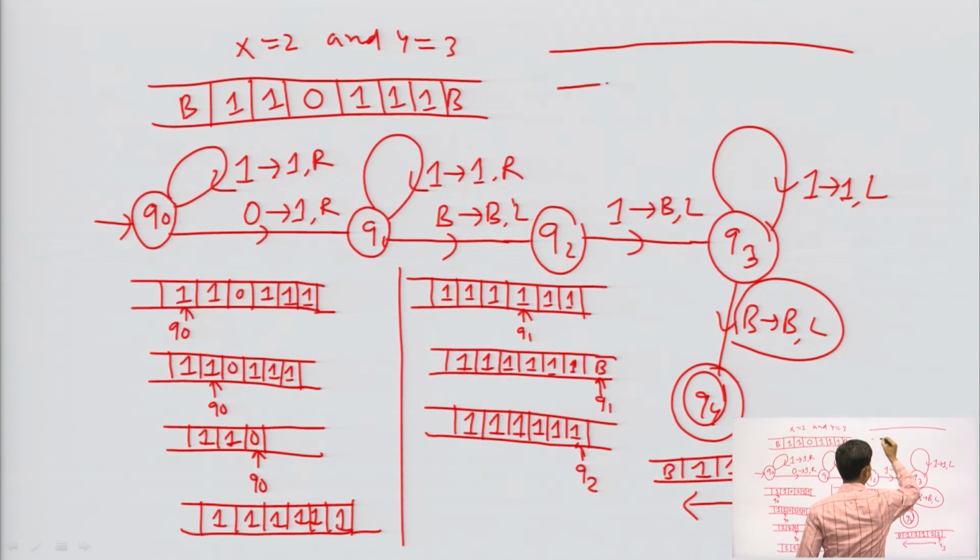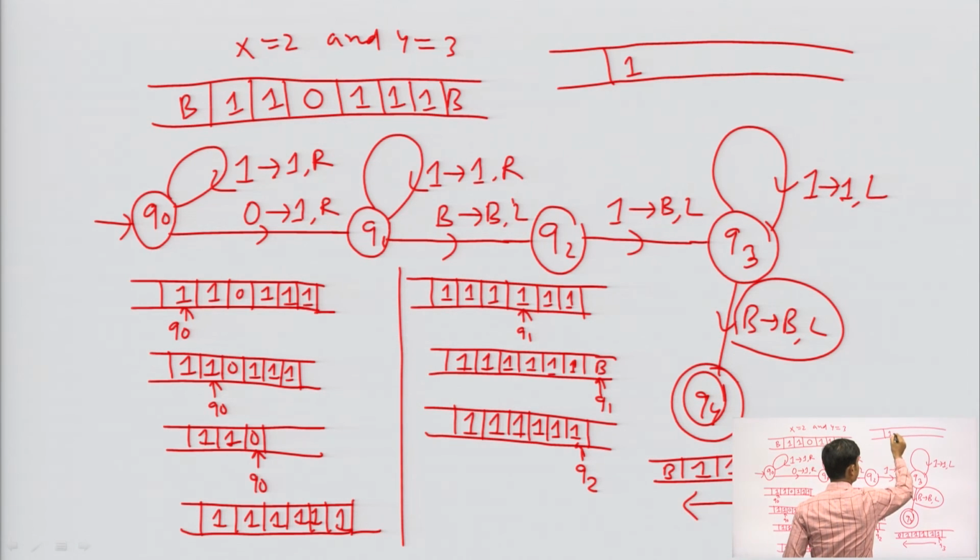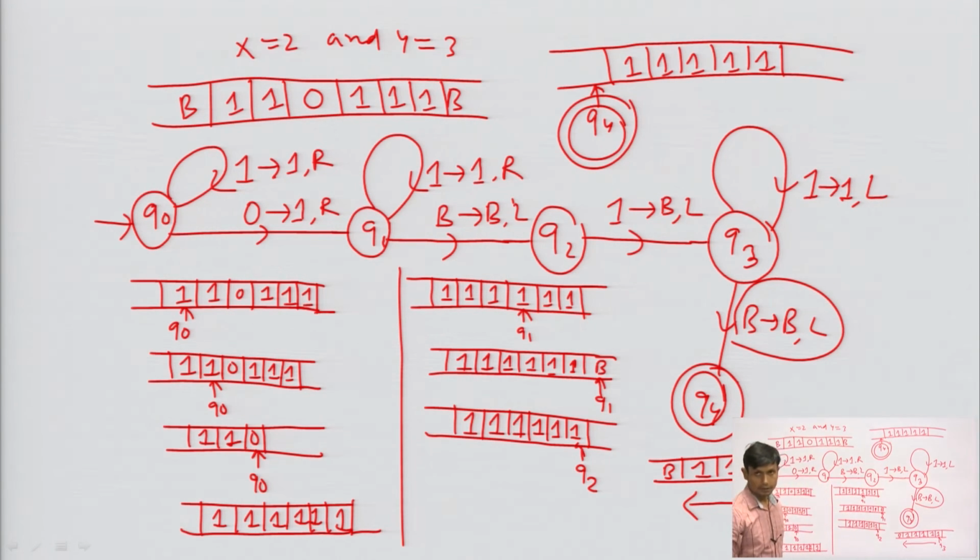So at the end the tape is 1, 1, 1, 1, 1, and Q4 points to blank. So Q4 is the accepted state. We have taken x as 2 and y as 3, and the output is 5 1s. So we add the two numbers, 2 and 3, which were separate numbers. When we add these two, it gives 5, and 5 is in your output, with both sides blank.